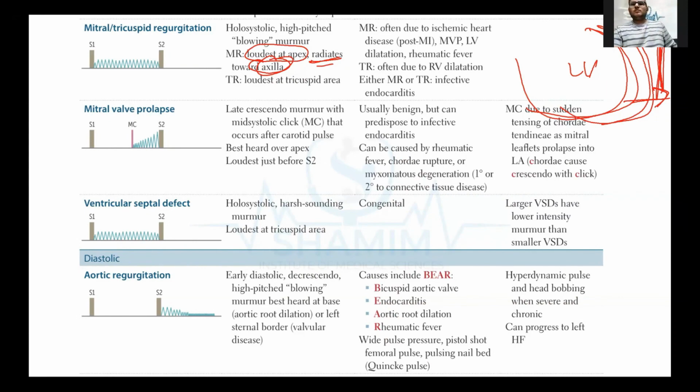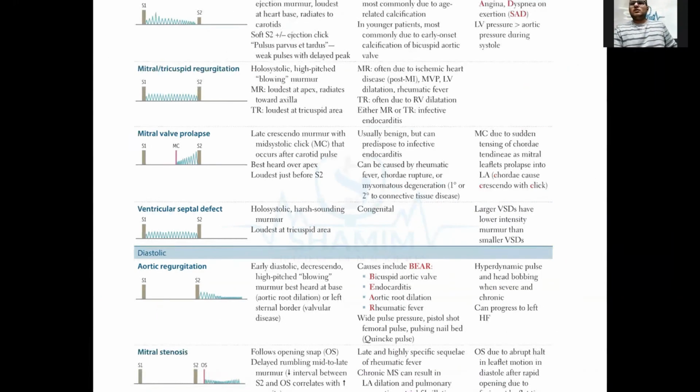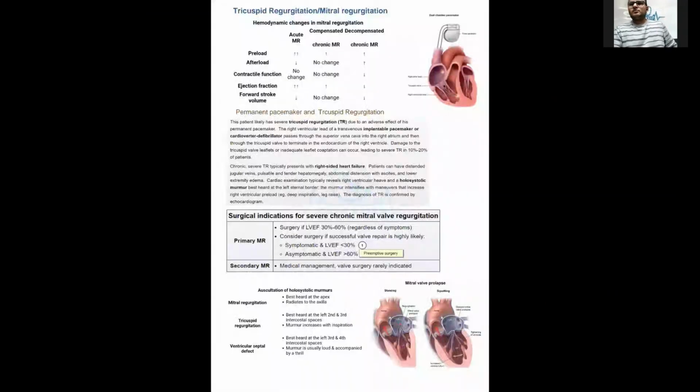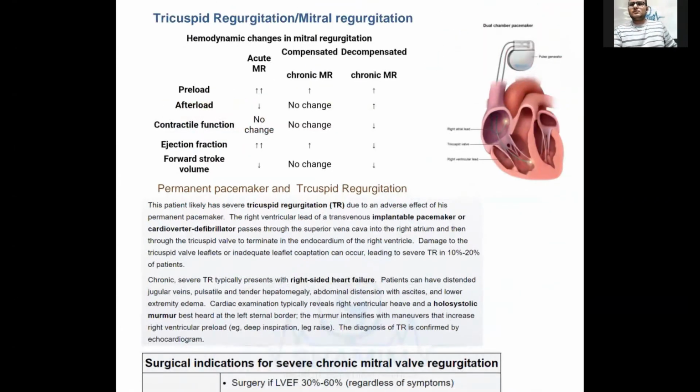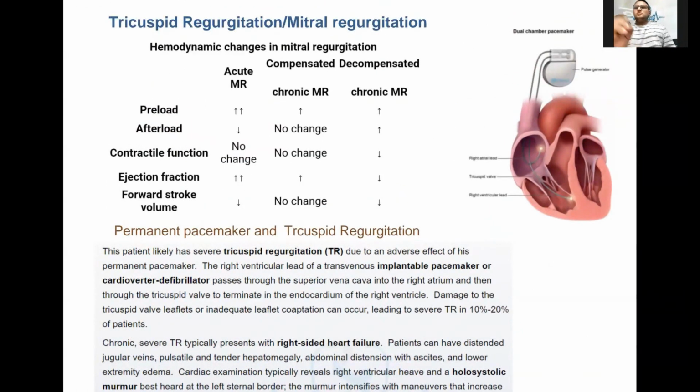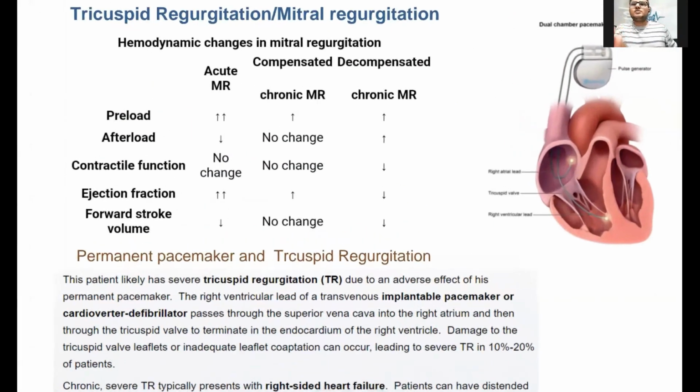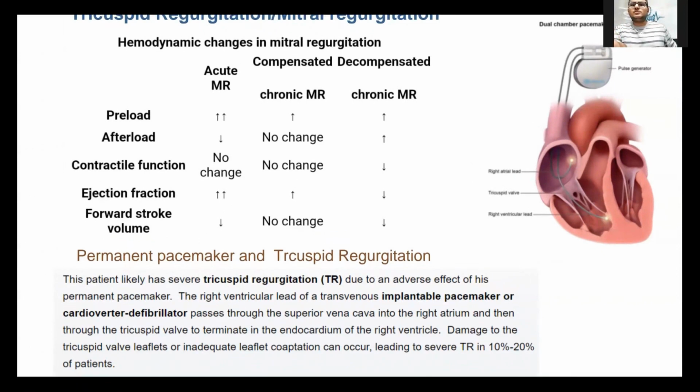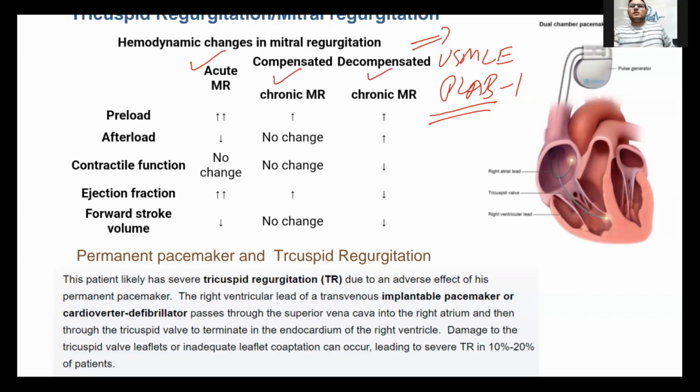Okay. So now we will discuss more points about this regurgitation. For this table, which is hemodynamic changes in mitral regurgitation, I should quickly revise it here, but it is only important for USMLE and Lab 1 students. What are the changes in acute mitral regurgitation, and what are the different changes in compensated and decompensated? So it is a quick review.